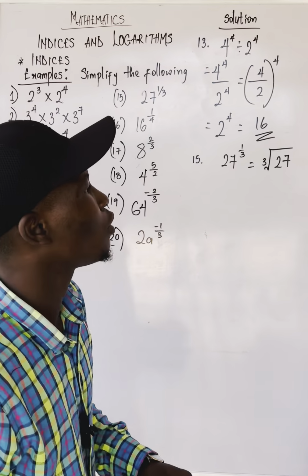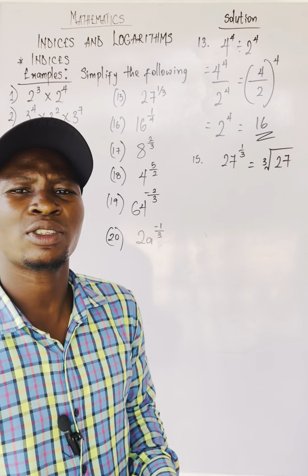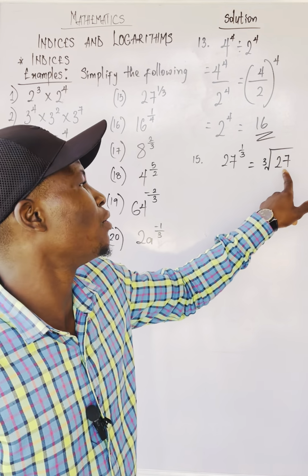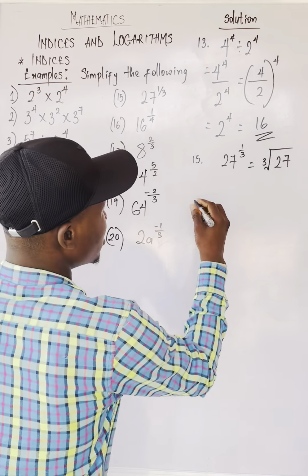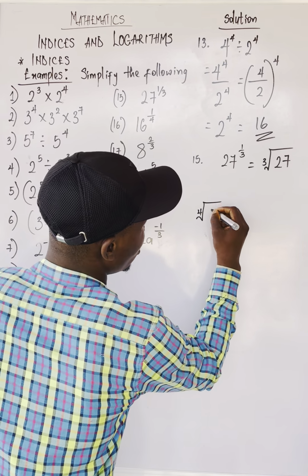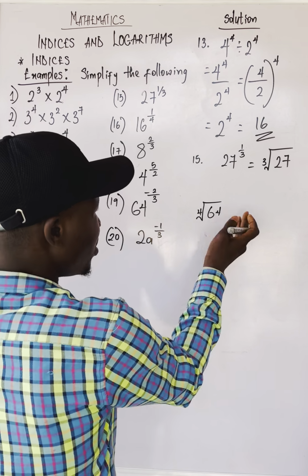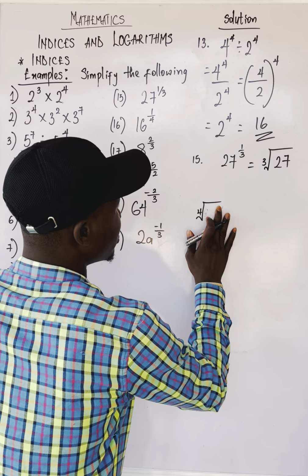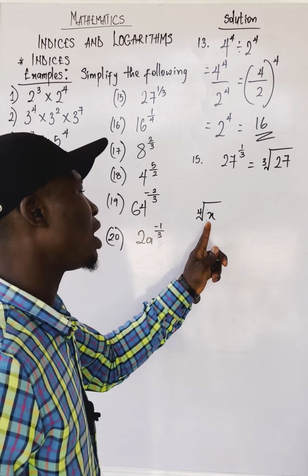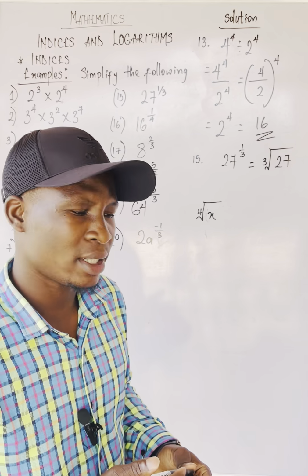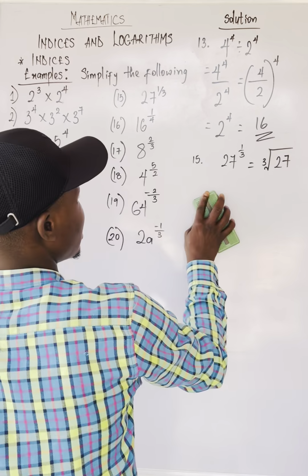So when you have cube root of 27, they are trying to tell you what number can you multiply in 3 places that will give you 27. If it is fourth root of any number, x, it means what number can you multiply in 4 places that will give you that number inside. Do you get? So that is that about that.